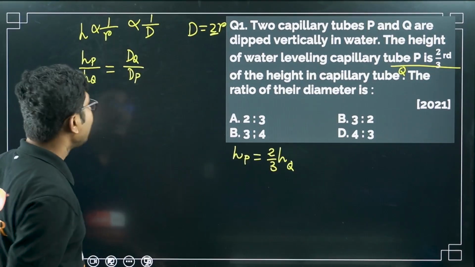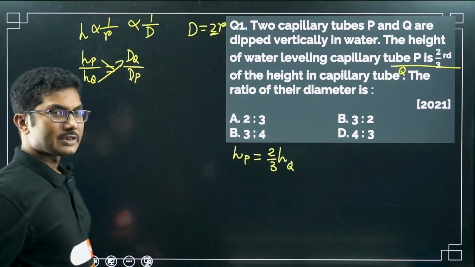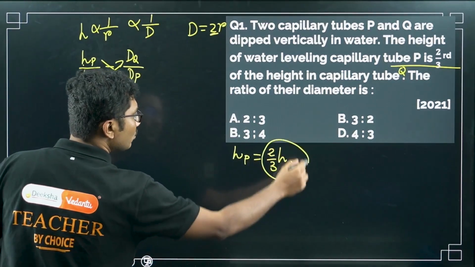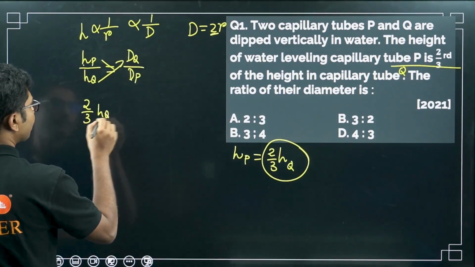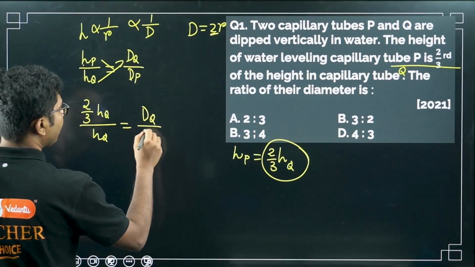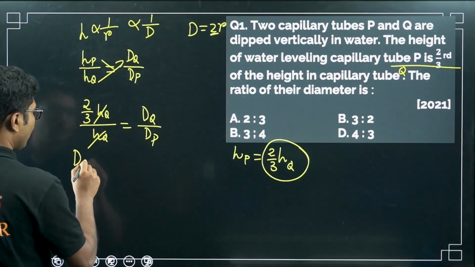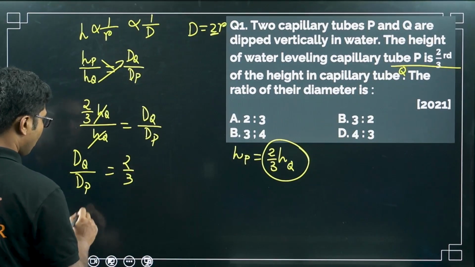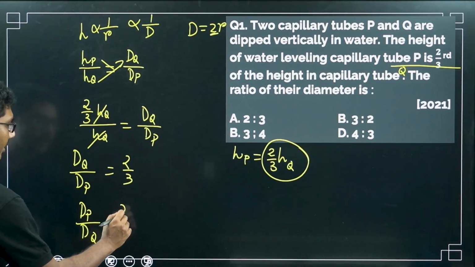Inversely proportional, right? So HP and DP will be in the corner like this. Inversely proportional means it will be on the opposite side. Now, what is HP? HP is 2/3 HQ. So 2/3 HQ by HQ equals DQ by DP. HQ cancels, so DQ by DP is 2/3, or DP by DQ equals 3/2.